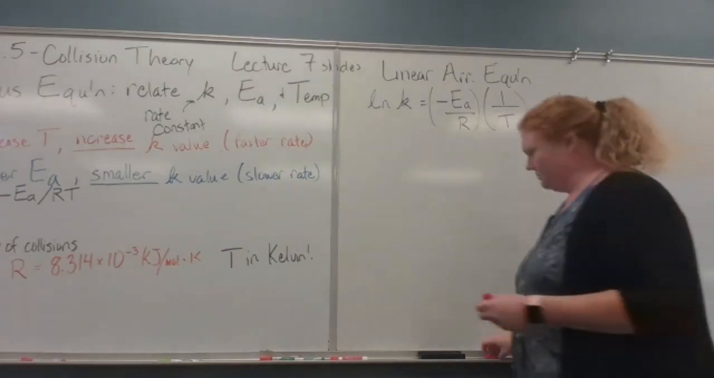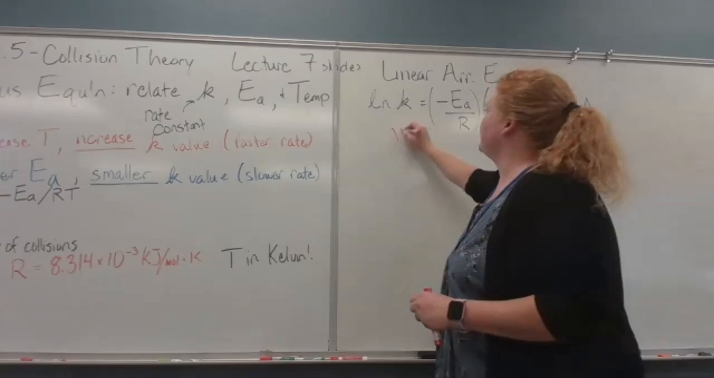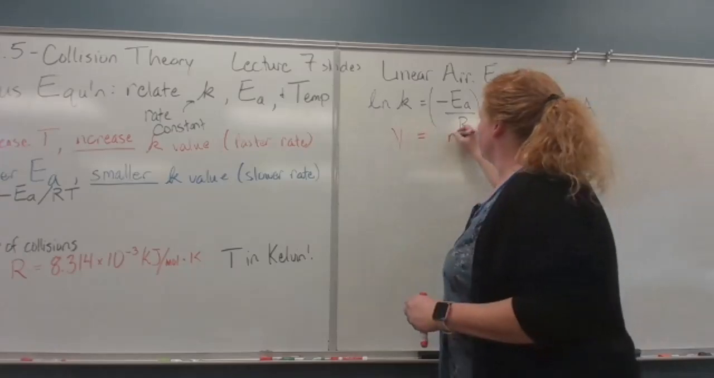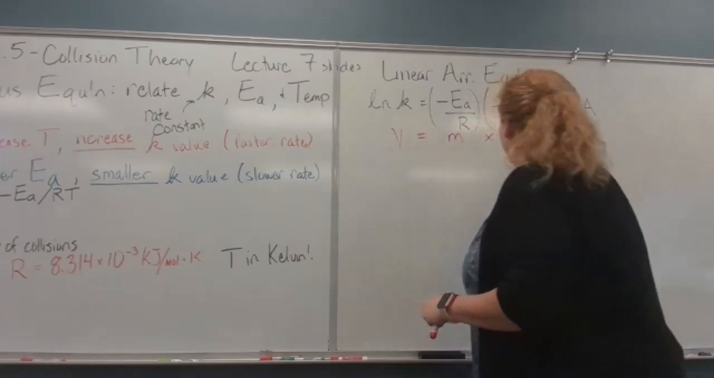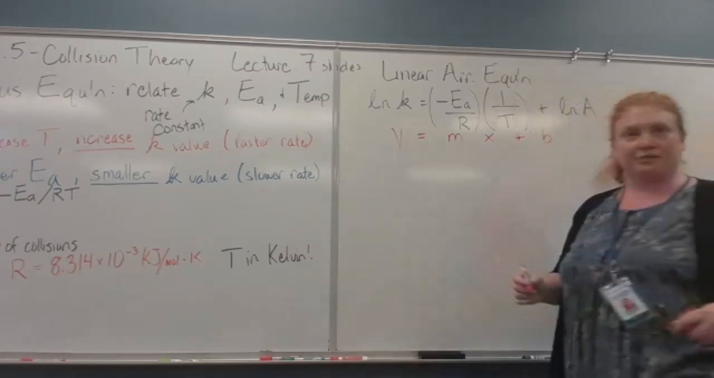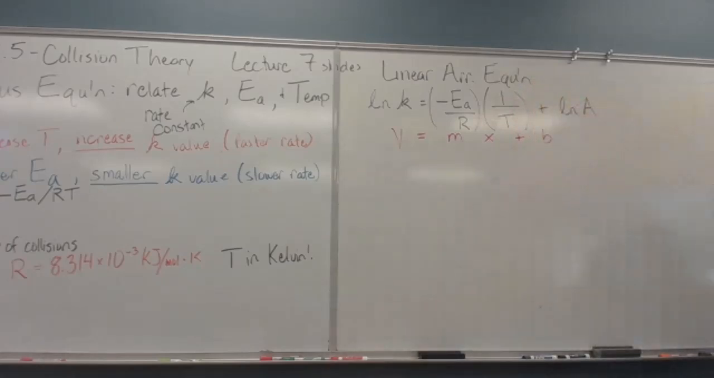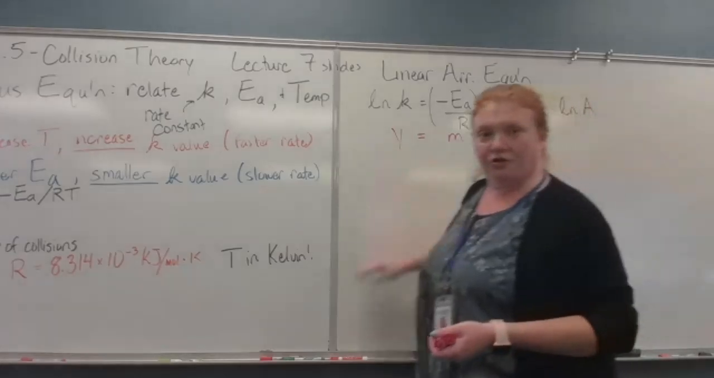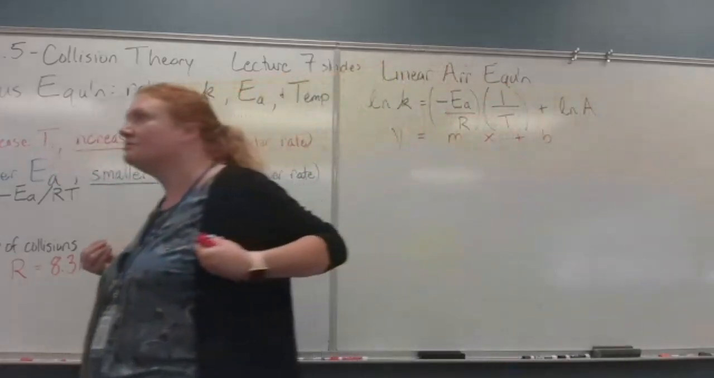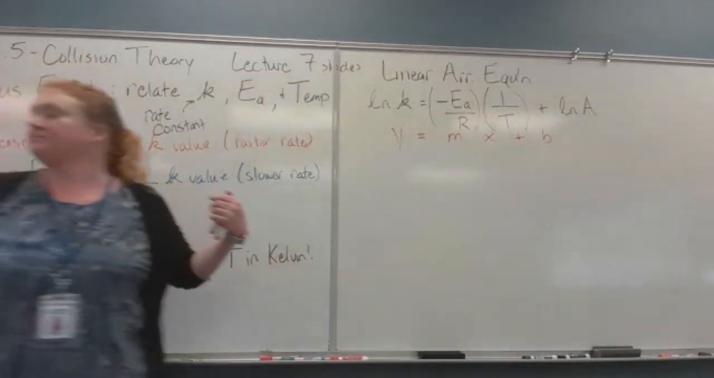Why is this called a linear equation? Because it's this format: y equals slope times your x value plus the y-intercept. y equals mx plus b, absolutely. So just like before, we're going to look at graphs and be able to pull information.